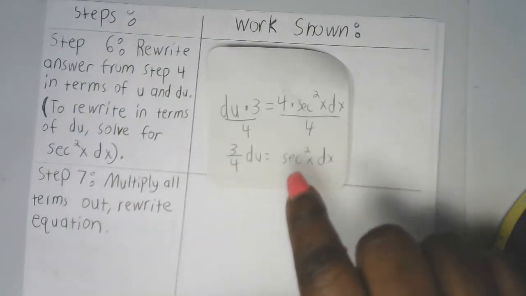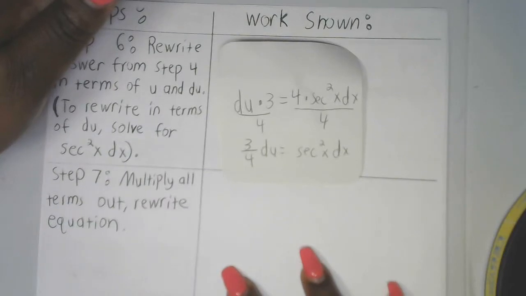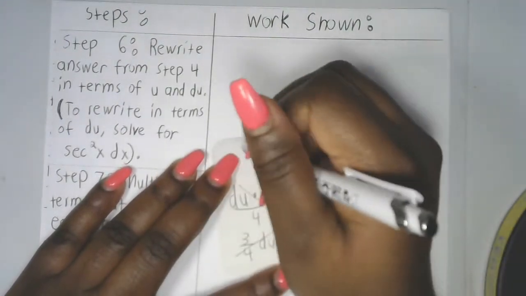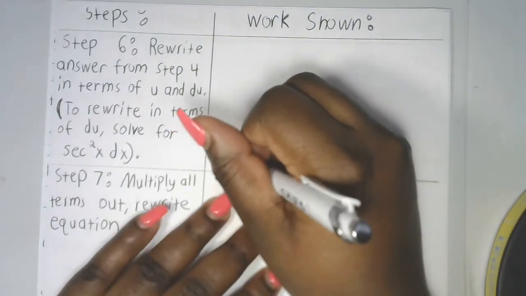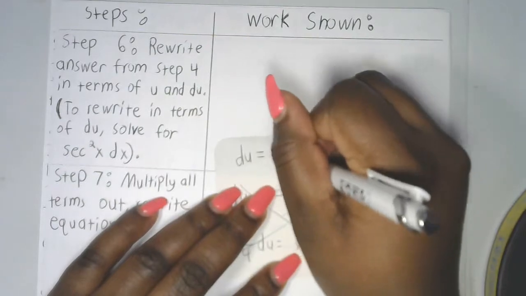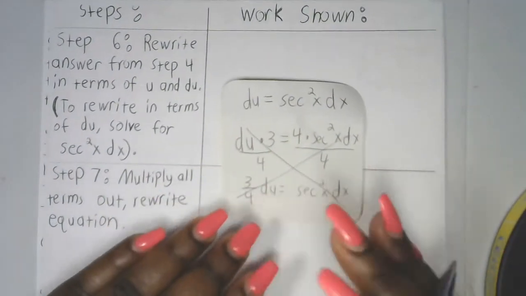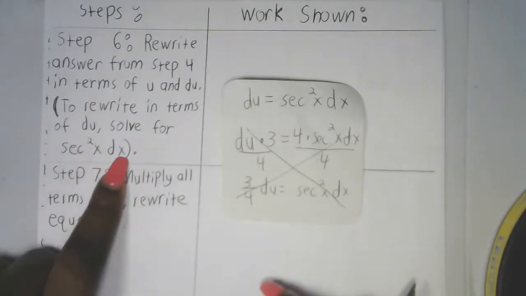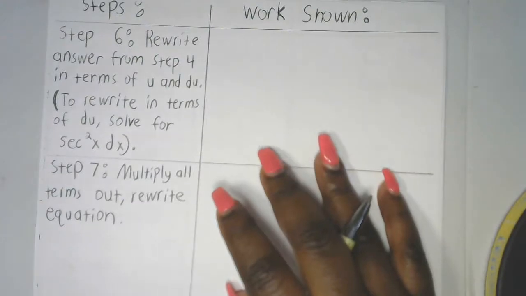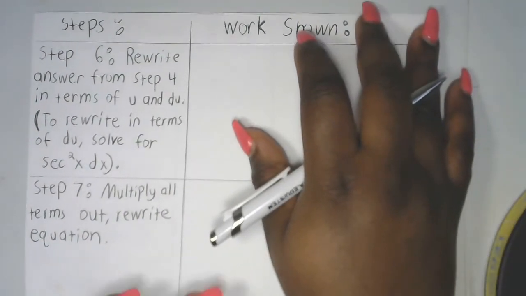That doesn't apply to this particular scenario because, as we just saw for step 5, du is actually equal to secant x squared dx. But in the event that it wasn't, you have to solve for secant x squared dx. It's already solved here, so that's the only reason I wrote the thing in parentheses. But anyway, let's get into it.